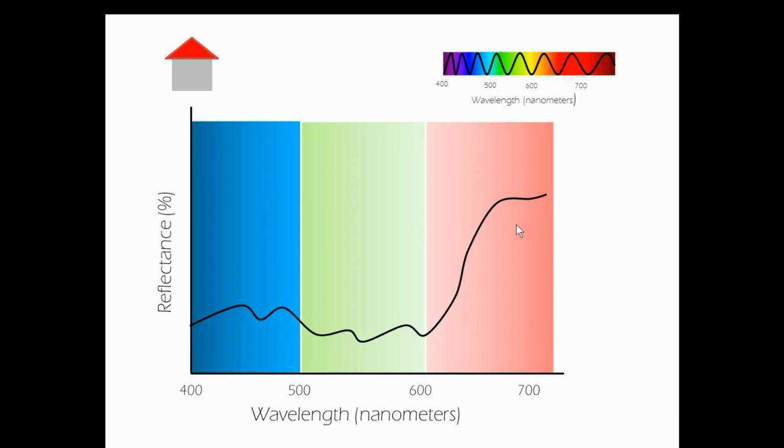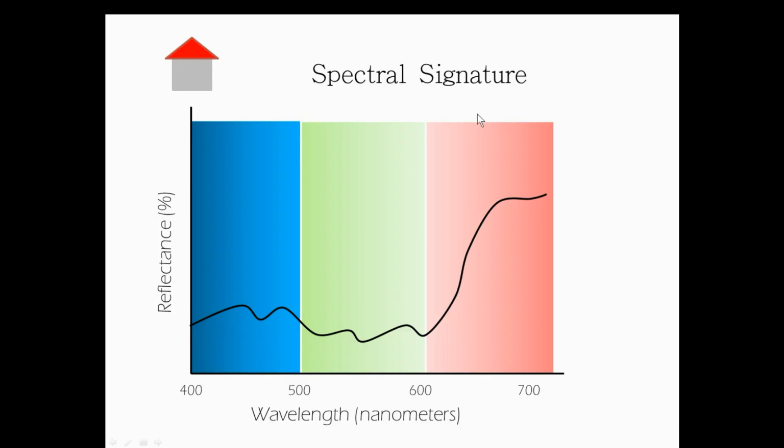And this plot of reflectance values for a given material, in this case for the roof of the house, across different wavelengths, is known as the material's spectral signature. So this is the spectral signature for the red roof, and you can see it even looks a bit like a signature.